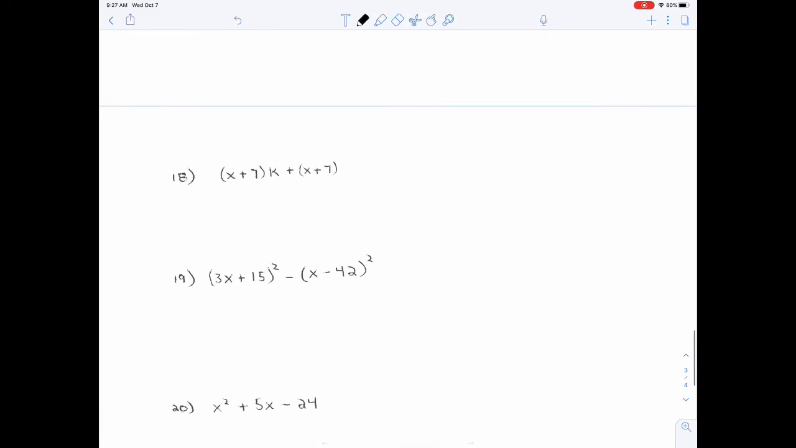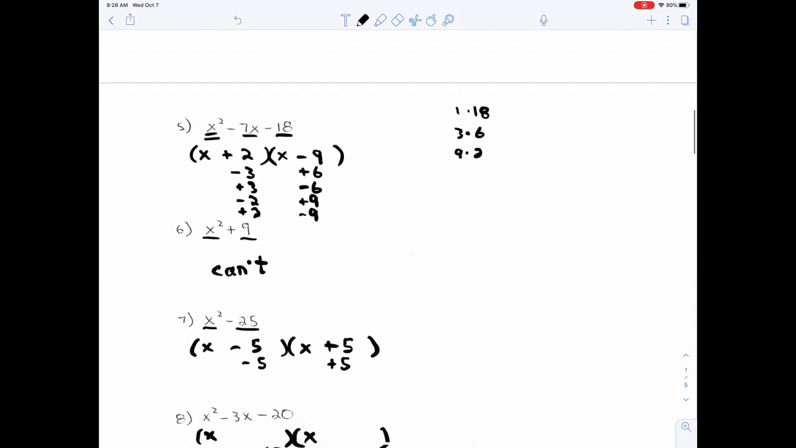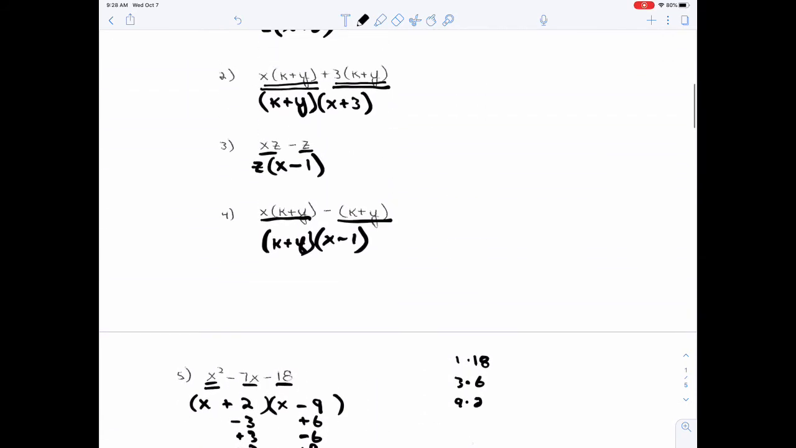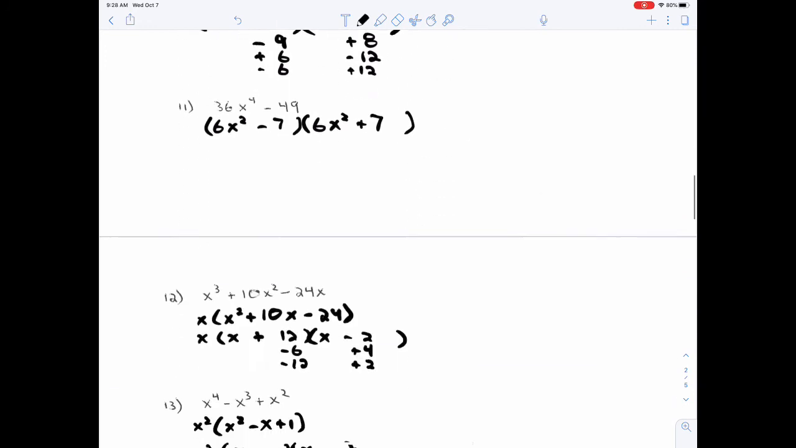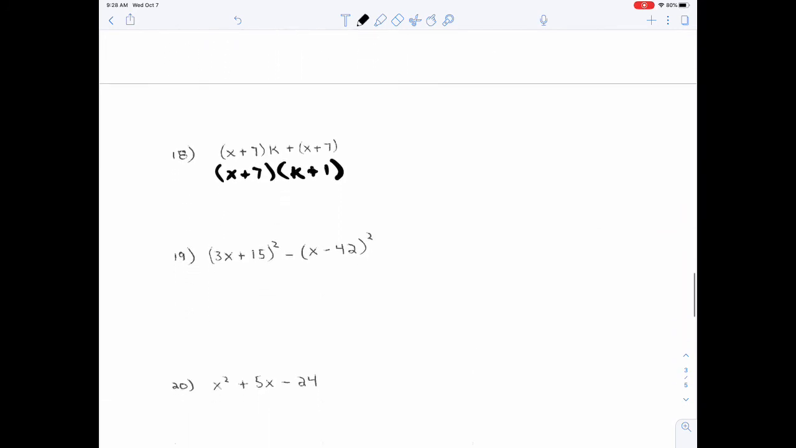Okay, let's take a look at this one. Is there a greatest common factor? Yes, there's an x plus 7. Now, pull out an x plus 7, and what are you left with? K plus 1. And if you don't understand how I got that, you've got to go all the way back and just redo problem number 4. It's the exact same as problem number 4, just different letters. So go back and take a look at problem number 4.